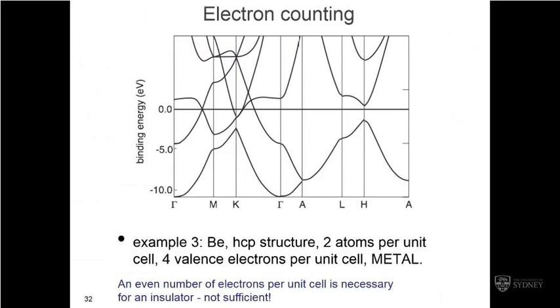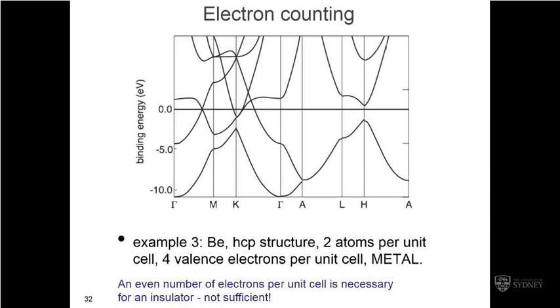So, what about this material? This is beryllium. Beryllium has a hexagonal close packed structure. It has 2 atoms per cell, and each atom has 2 electrons. So we need 4 valence electrons per cell. And so we need altogether 4N electronic states to occupy these 4 valence electrons per cell. And so you would think that you could completely occupy 2 bands, 2N in one band, 2N in the other band.